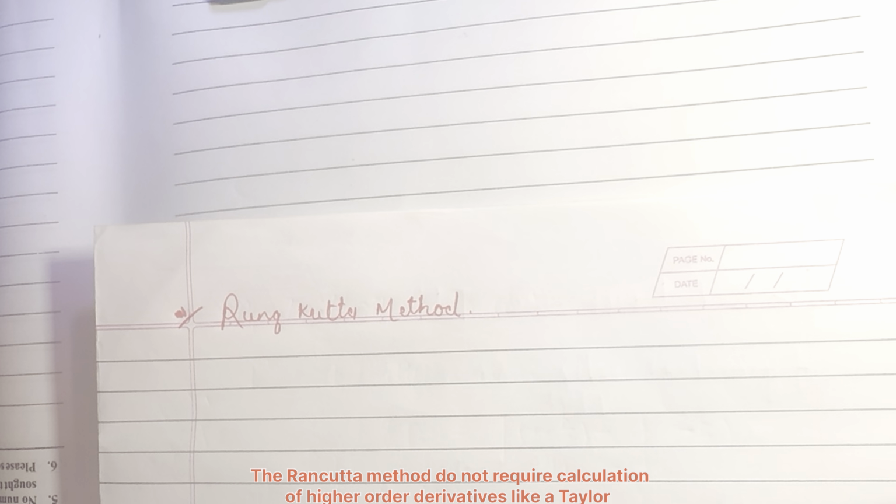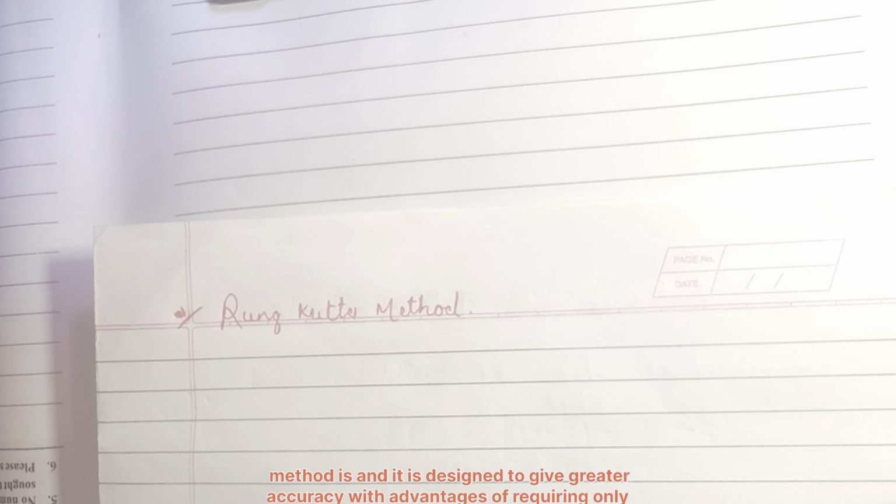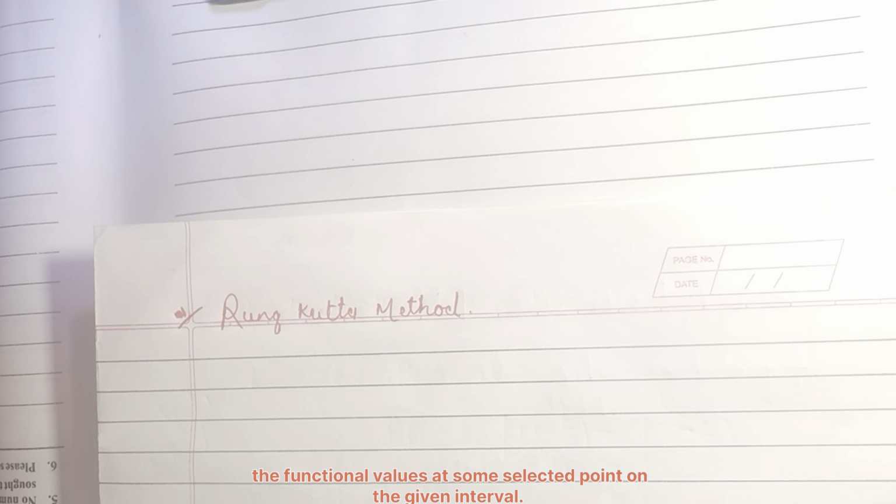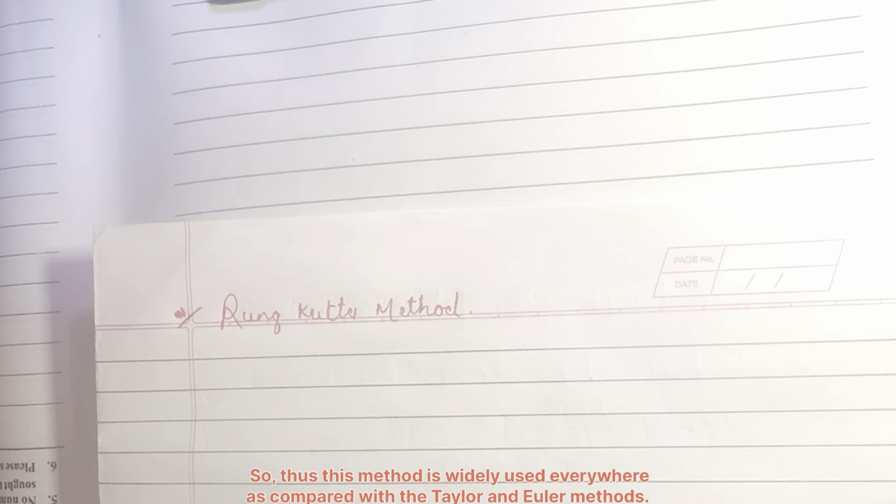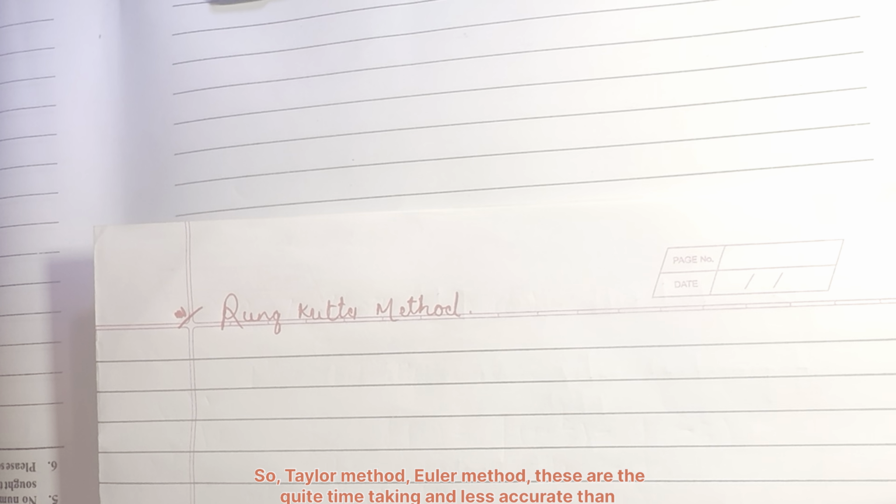The Runge-Kutta method does not require calculation of higher order derivatives like the Taylor series, and it is designed to give greater accuracy with the advantage of requiring only the function values at some selected points on the given interval. So this method is widely used everywhere. As compared with the Taylor and Euler methods, which are quite time-taking and less accurate than the Runge-Kutta method.